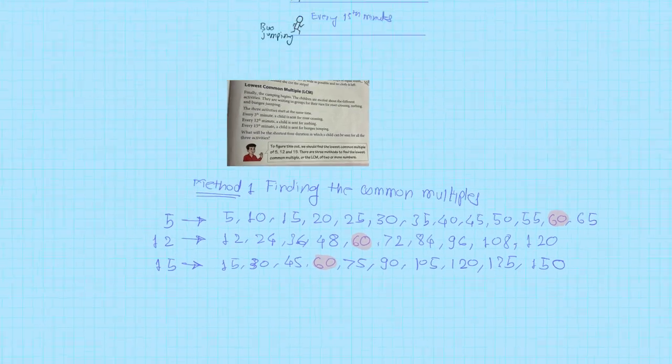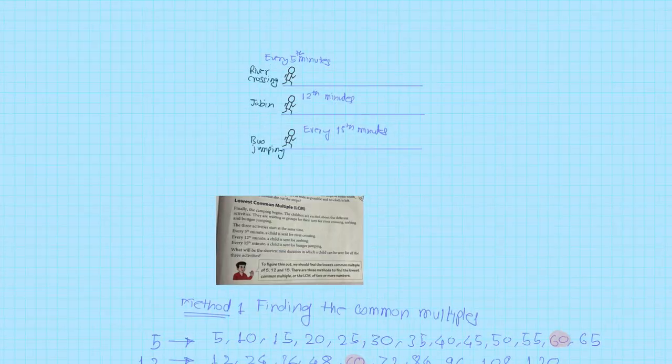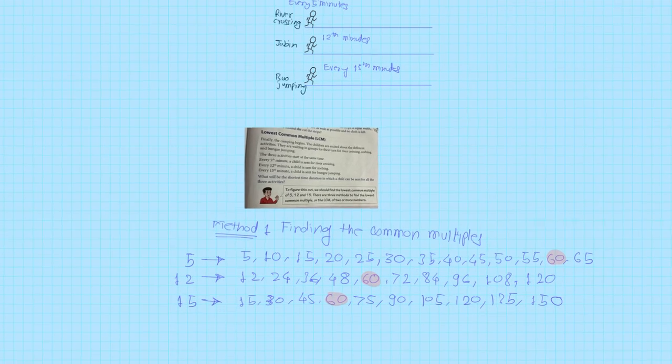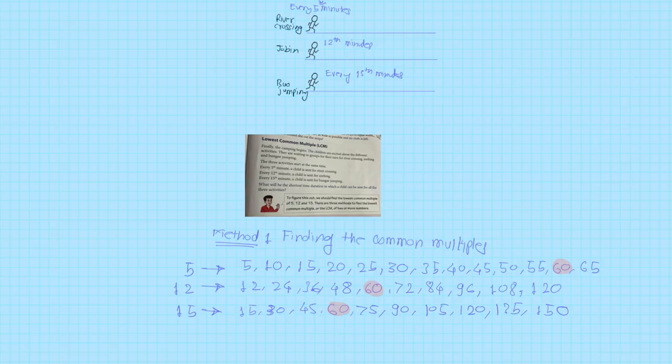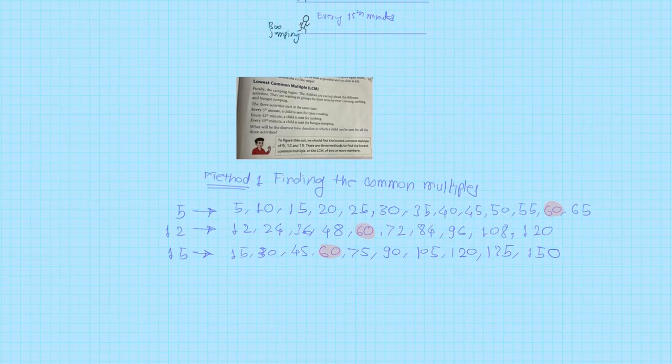So what it means is, once this computation starts, after 60 minutes, it will start again at the same time. Before that, it will not start at the same time. Let me explain. When it starts, the first activity will take 5 minutes, another 12, and then 15.